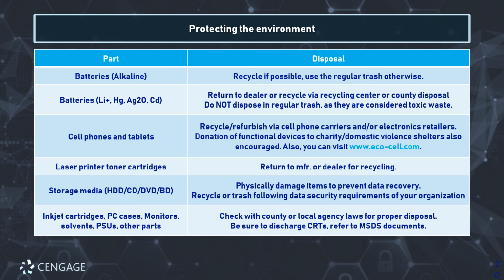Inkjet cartridges, PC cases, monitors, solvents, power supplies, other parts. These are all items that you're probably going to have to check with your local agency for proper disposal. So in our case here in Wilmington, contact New Hanover County Waste Management and say, hey, I've got 5 or 6 old school tube TVs or old school monitors or PC cases or things like that that I need to get rid of. Where do I take them in order to be safely recycled or taken care of? And they'll walk you through the process.